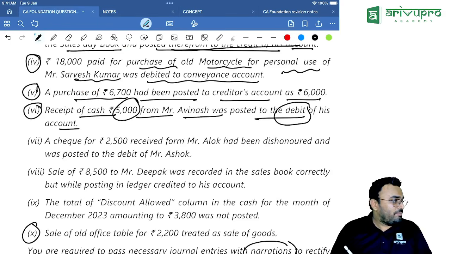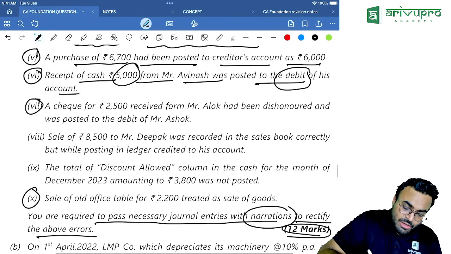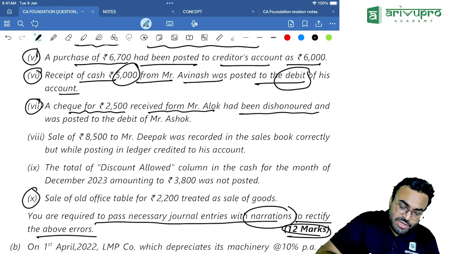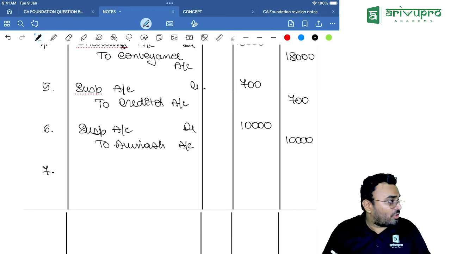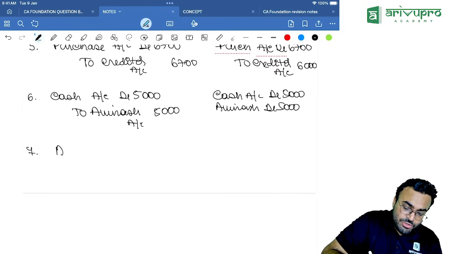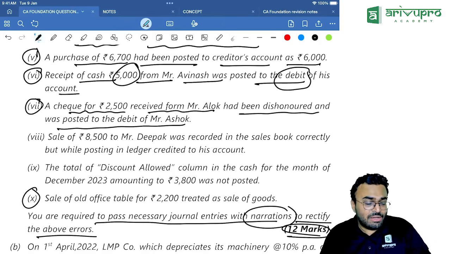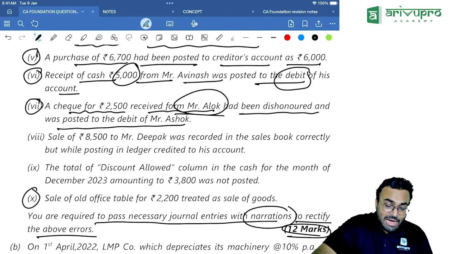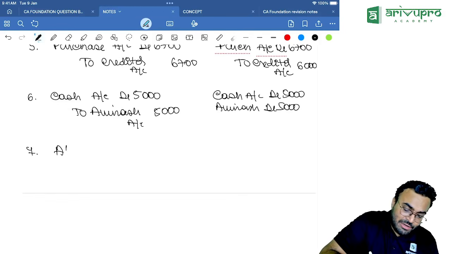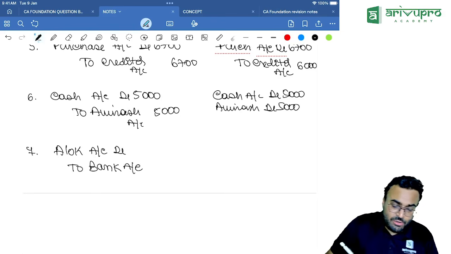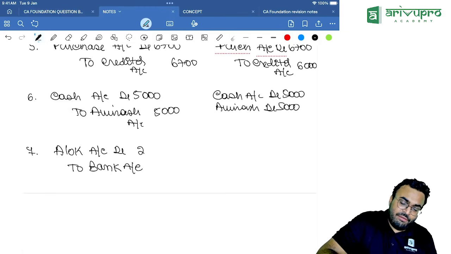I hope it's clear. Next, seventh one. A check for 2,500 received from Mr. Alok had been dishonored and was posted to the debit of Mr. Ashok. Tell me the entry for check dishonored. We have done it a couple of times already. So, whose check got dishonored? Alok. Check received from Alok had been dishonored. So what should be the entry? Alok account debited to bank account 2,500.